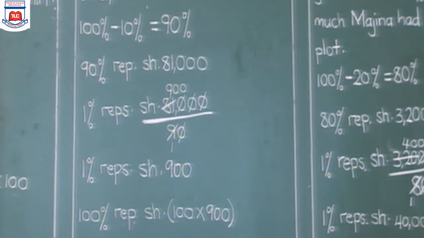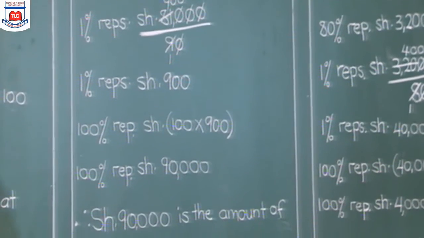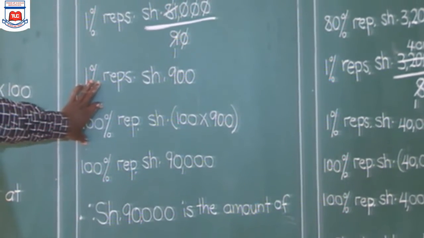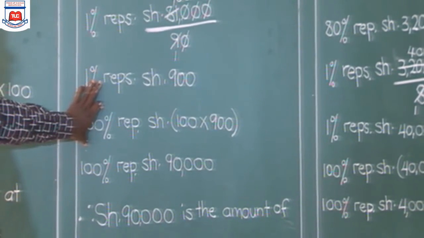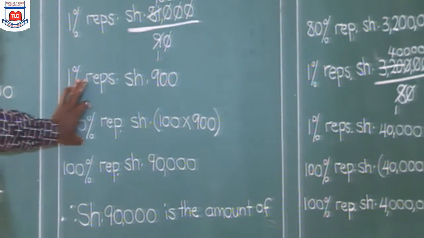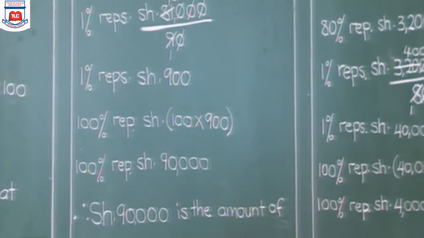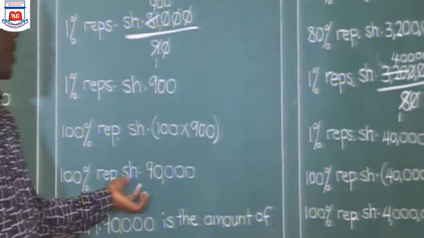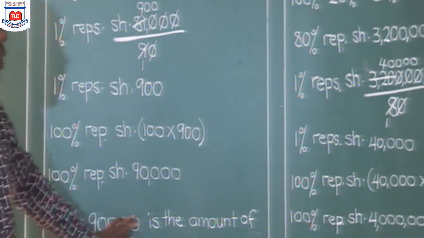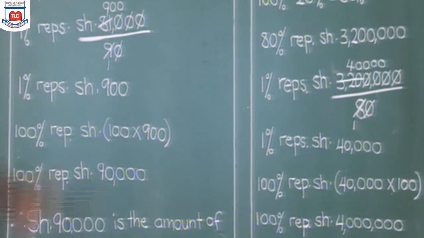Now the question, what amount of money can be decreased? Meaning the original amount is being questioned for. Therefore, get the original percentage, which is 100%, and see what it represents originally. That's before increase, before decrease. 100% represents 100 times 900 shillings. So 100% will represent 90,000 shillings. Therefore, it was 90,000 shillings before being reduced to 81,000 shillings by 10%.